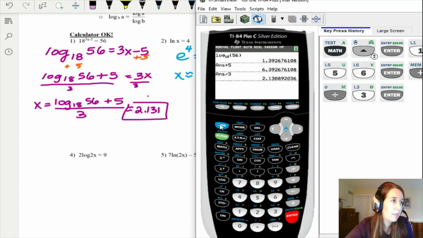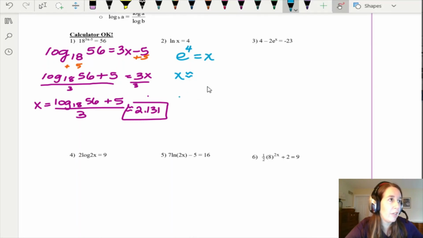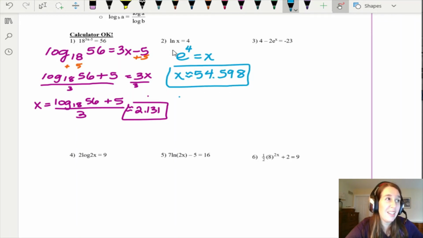So the E button is behind the natural log button. So you're going to hit second ln, and that'll be E, and then it will raise it to a power for you because you don't usually want just the number E. So E to the fourth is about 54.598. Okay, seems simple, and it is, but it is testing you whether you understand logs and exponents and the inverses.